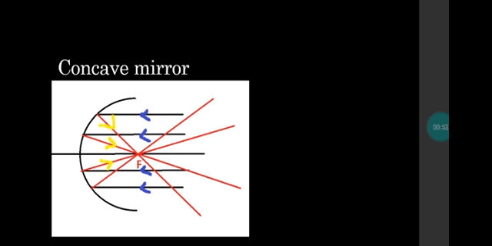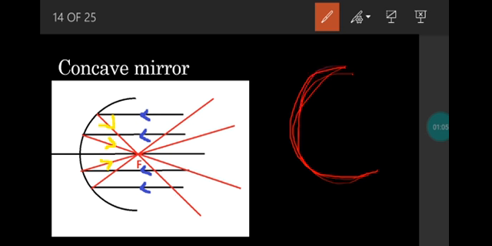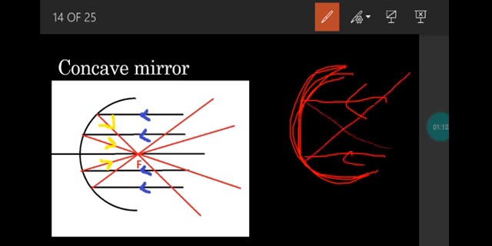Look at this. Usually a concave mirror is a part of a spherical mirror. It is the inner part of this mirror, we call it a concave part. It is bent inwards. When the rays fall on this, what happens? It will reflect back and meet at a point. So this point we call the focus point.